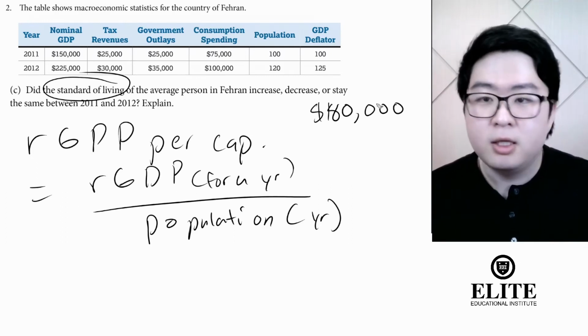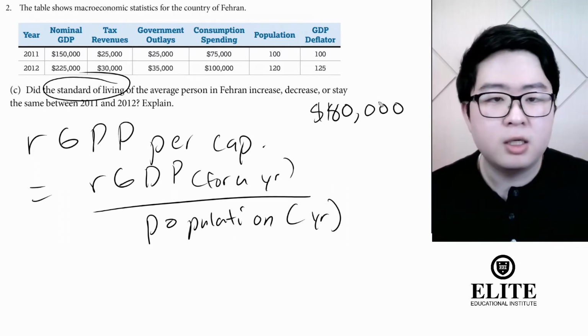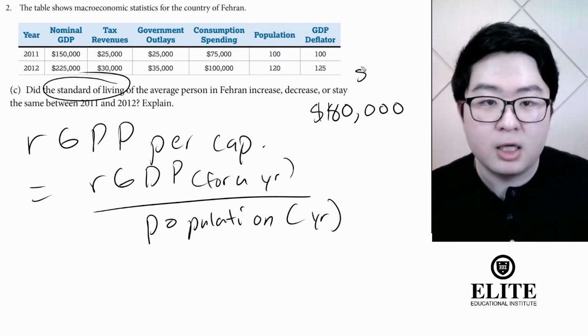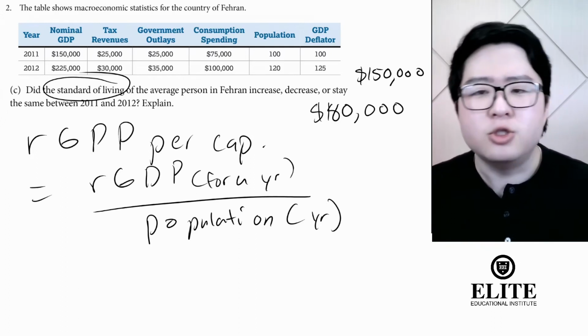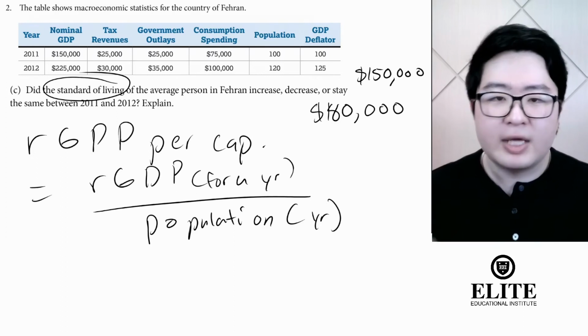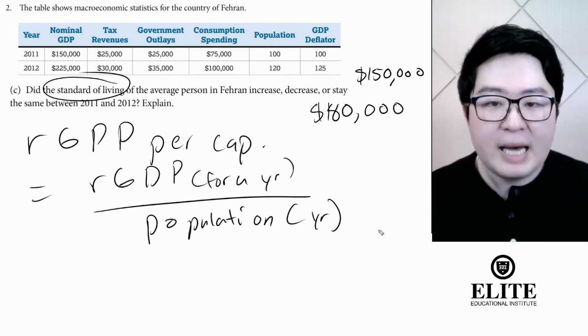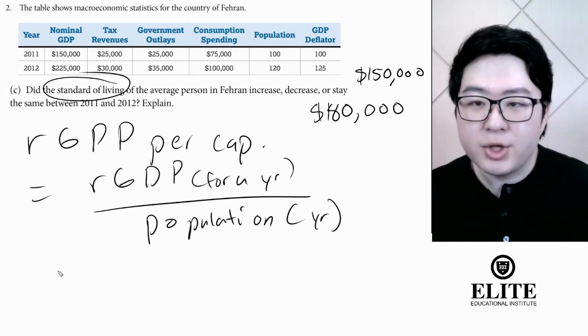Adjusted for inflation. And do we know the real GDP for 2011? Also, yes, right? Because remember, since we're adjusting it to 2011 dollars, the real GDP and the nominal GDP for 2011 are the same. That is at $150,000. So all we need to do in order to determine if the standard of living has gone up, gone down, or stayed the same is calculate real GDP per capita for each year. So let's go ahead and do that for 2011.